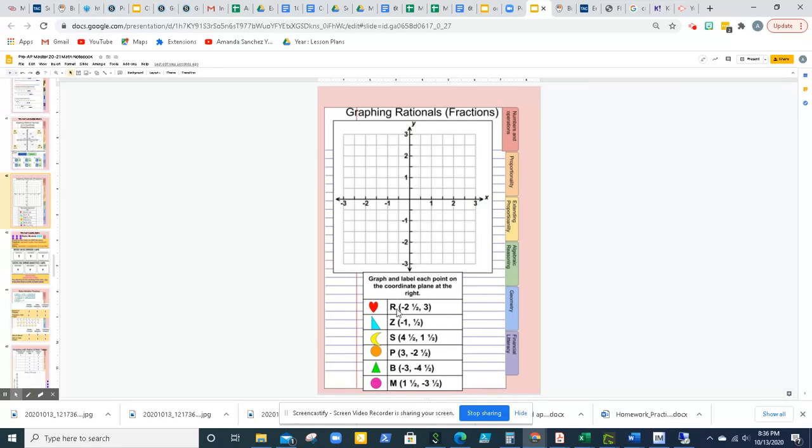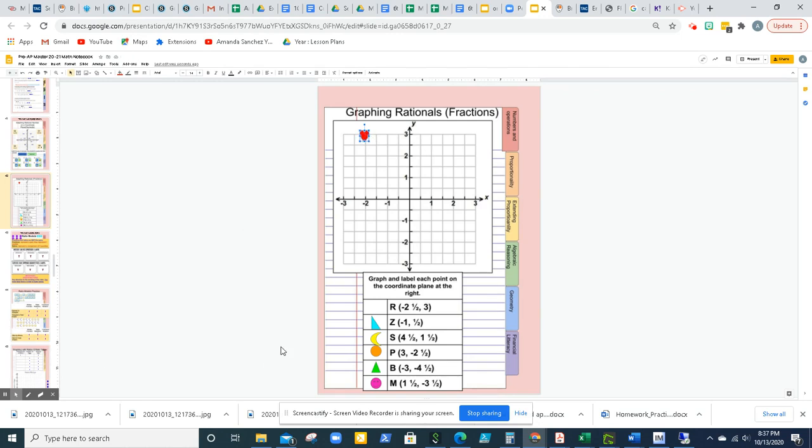So graphing this first point is a negative and then a positive number. So that means going to the left is negative values, and then going up is positive values. So you go to the left, -2, and then -2.5 would be right there between -2 and -3. And then you have to go all the way up to +3. So I'm going to grab my heart and drag it all the way over there. And then you just leave it right there. So now you've graphed R. So the heart is at R.